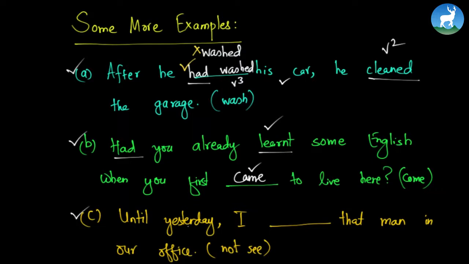Let's go to the last example. Until yesterday, I blank space that man in our office. I had not seen. Why do we use had not seen? Because this indicates some kind of experience. That's why we use the term had not seen.